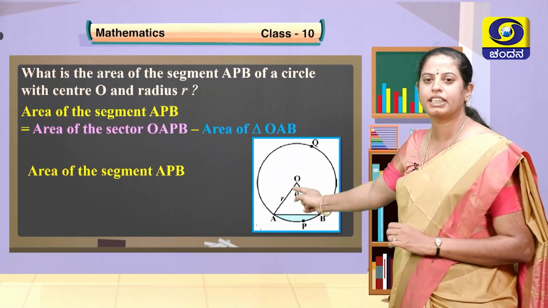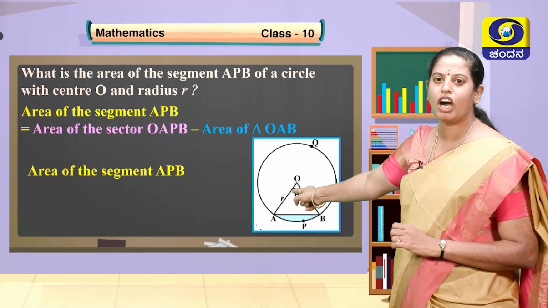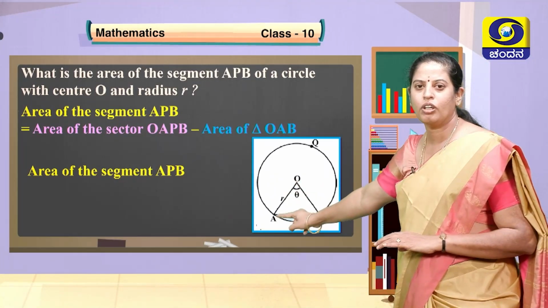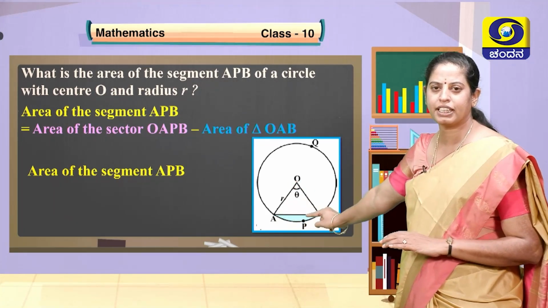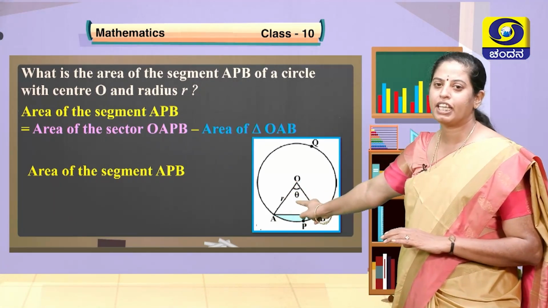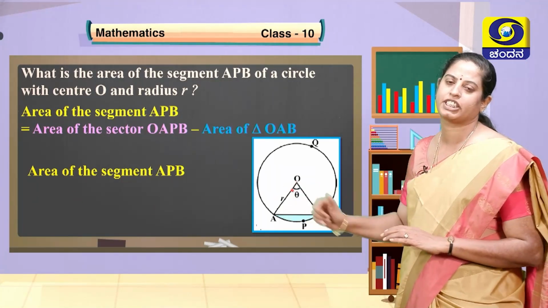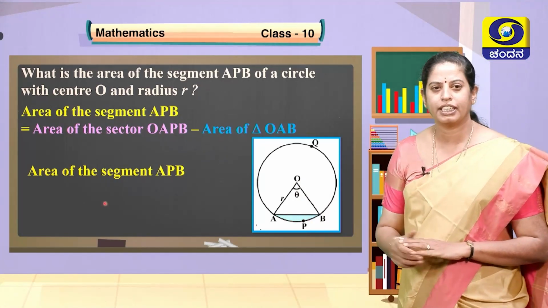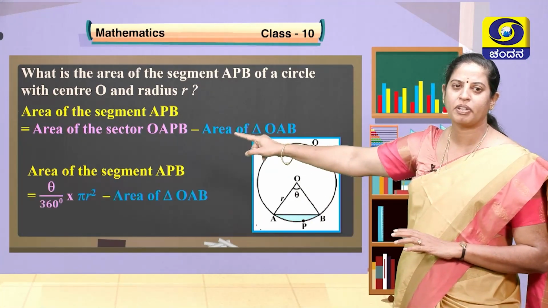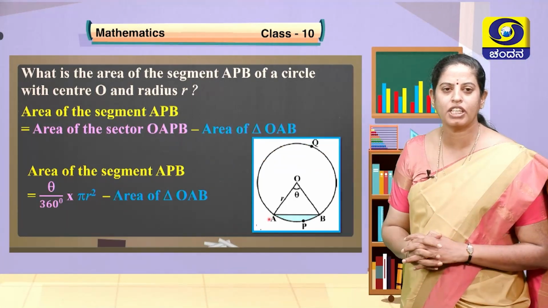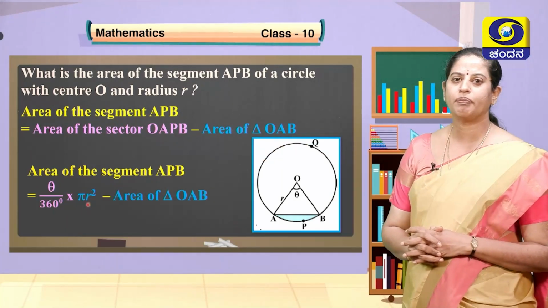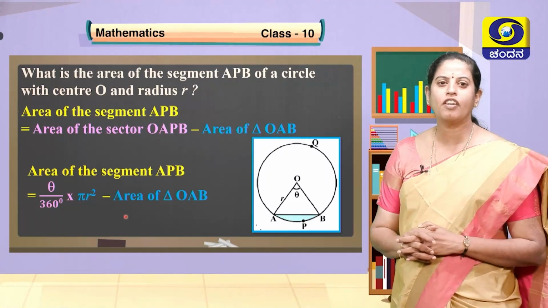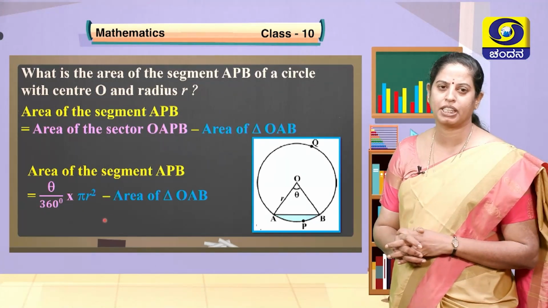We know how to find the area of the sector, and we also know how to find the area of a triangle. Where did this triangle come from? Observe OAB, it is forming a triangle. If you subtract the area of this triangle from the area of the sector, you are going to get the area of the segment. So, let us write that as a statement. Area of the segment APB equals area of the sector OAPB minus area of triangle OAB.